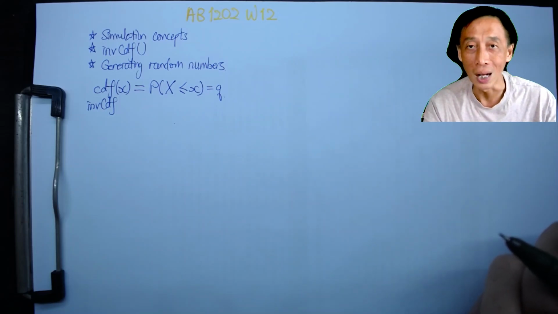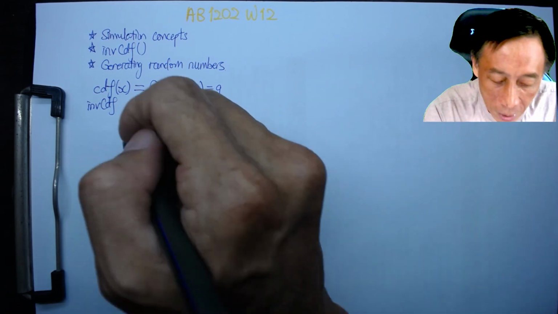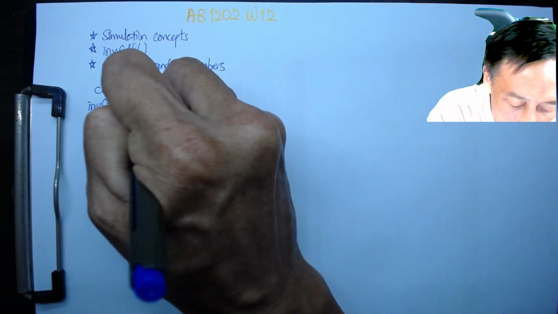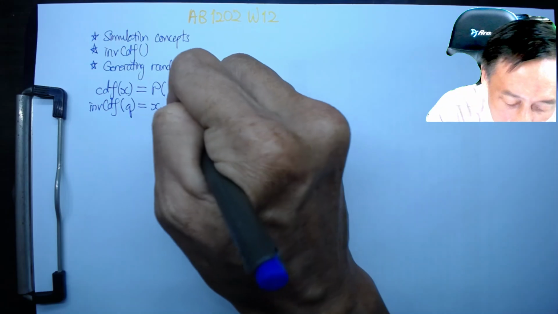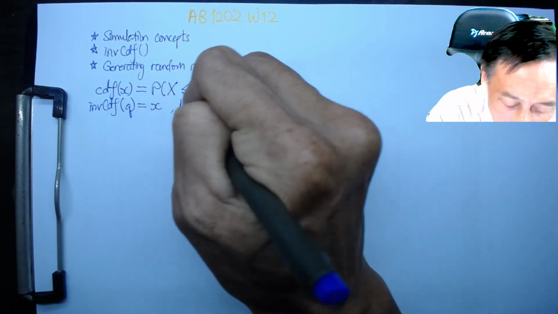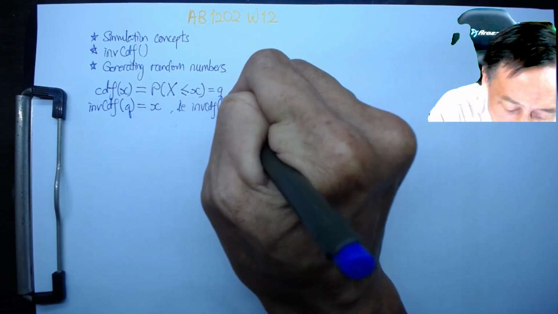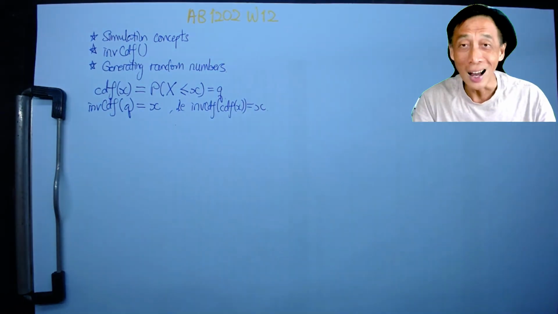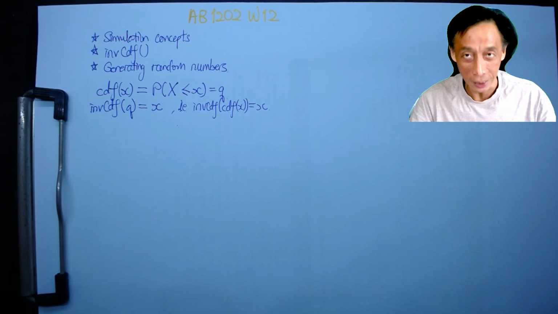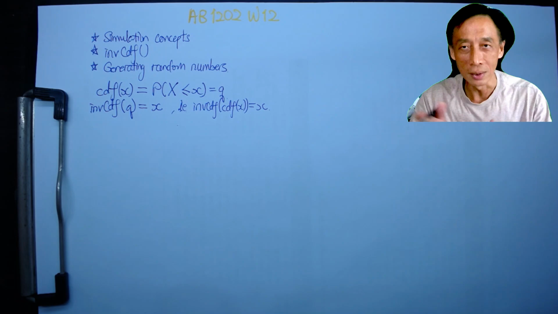Cumulatively, the probabilities will add up to 1 at the most, and at the least, it will be 0. So the inverse CDF of Q is going to be, not surprisingly, X itself. So in other words, the inverse CDF of the CDF of X is just X itself. Just like arc sine is the inverse function for sine. So arc sine of X is X itself, provided X is in the right range.